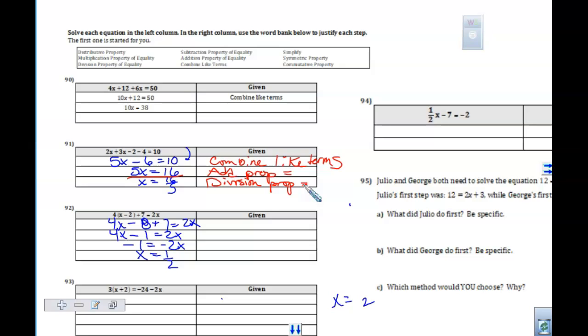All right, so we're looking at this next one in 92. What would you say to start us off? Distributed. Okay? Kasha, I'm looking at the next one. What did we do to get 4x minus 8 plus 7 equals 2x to get the second line, or the third line down?